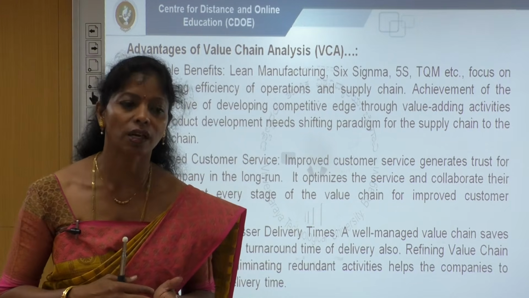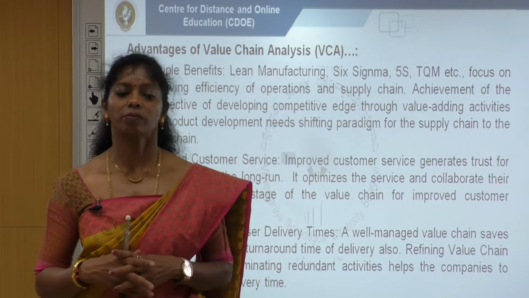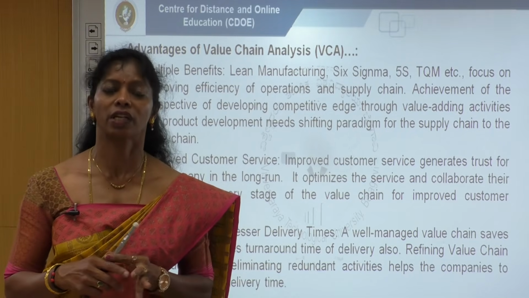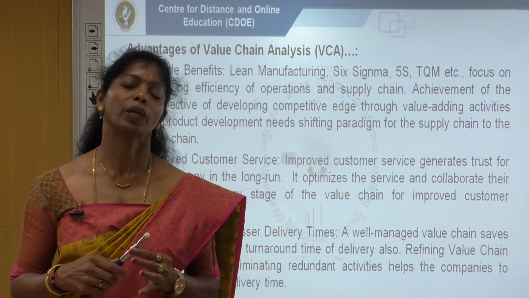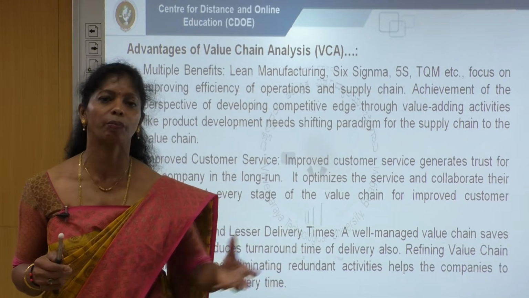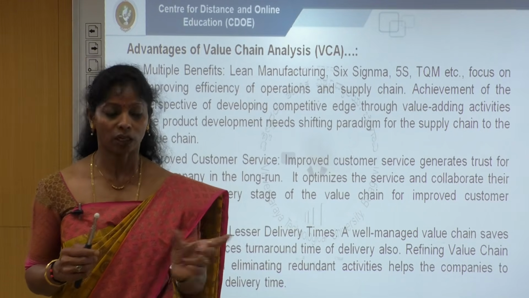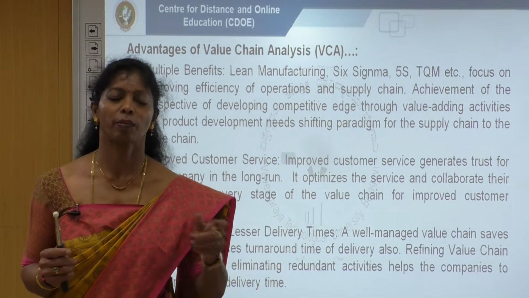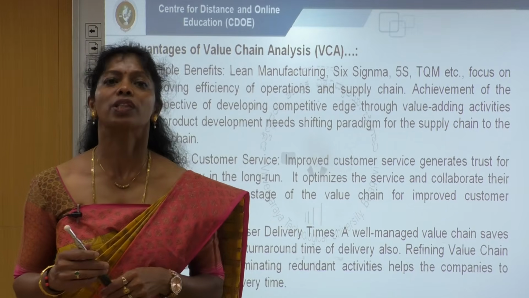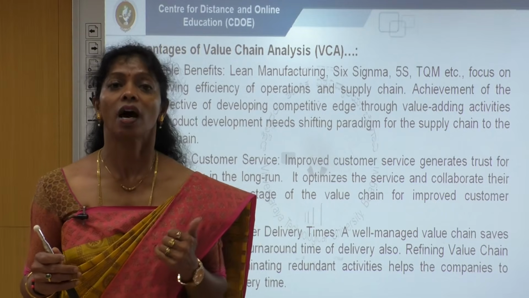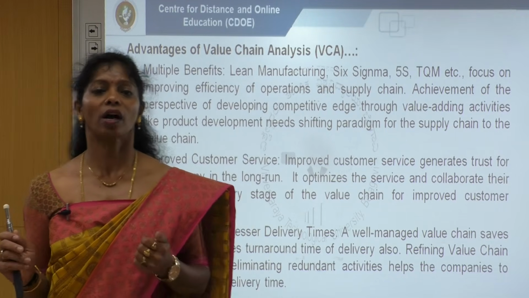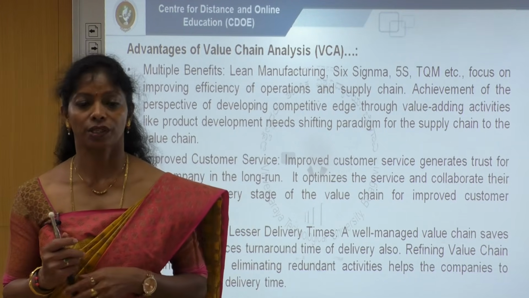Then the last is cost savings and lesser delivery times. A well-managed value chain saves on cost and reduces turnaround time of delivery also. So on-time delivery is very essential. That's where you can see Amazon. Once you have ordered, you can track your order, where it is and what time it will be reaching, and there will be a message that so and so person will be delivering it, and for any information you can contact that person. So this makes the customer feel they know where the delivery is and whether it will reach on time or not. That really gives a competitive advantage for the company compared to its competitors.